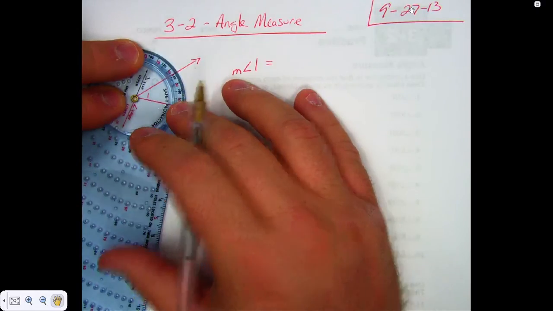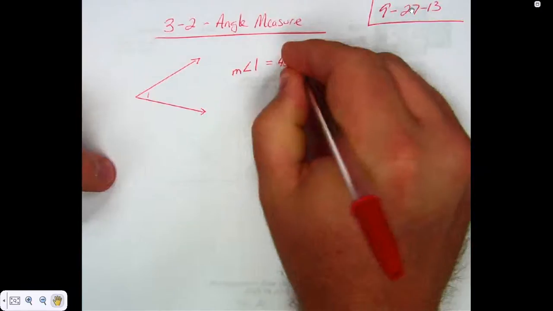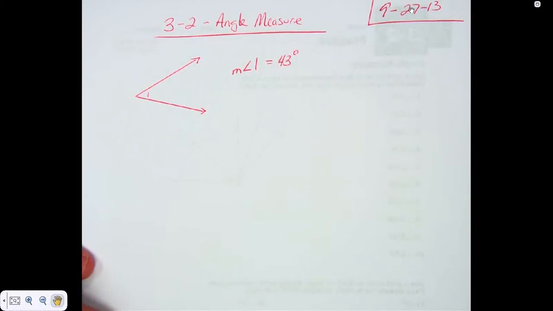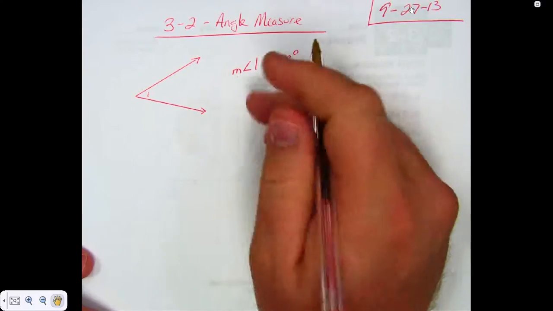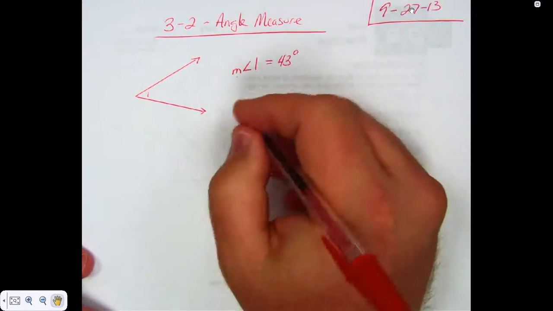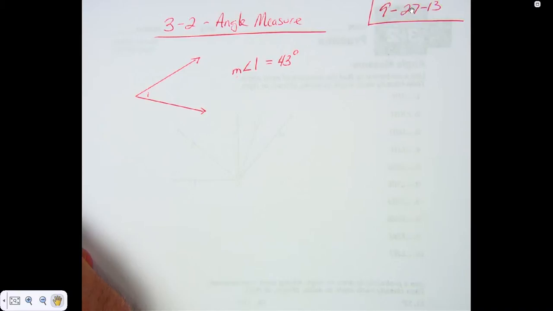43 degrees. You don't say angle 1 equals. You put the M in front of it. When you say angle 1, you're just talking about the angle. That's what the little M in front means. Okay?